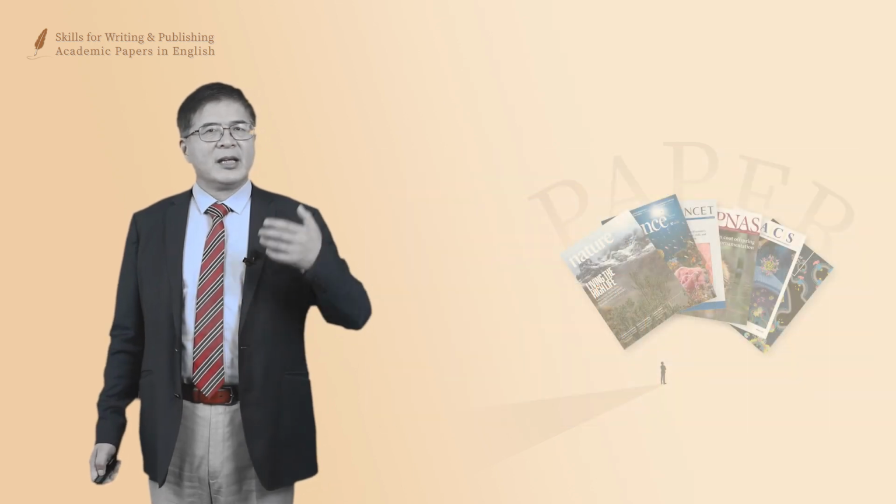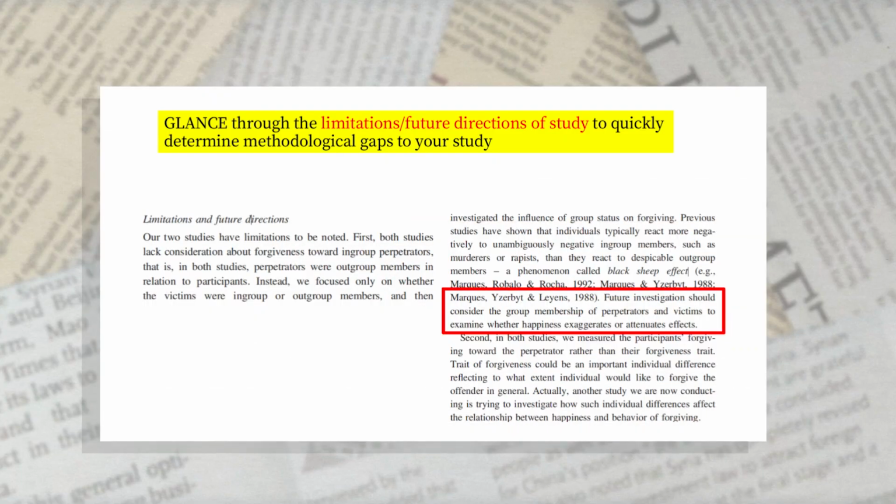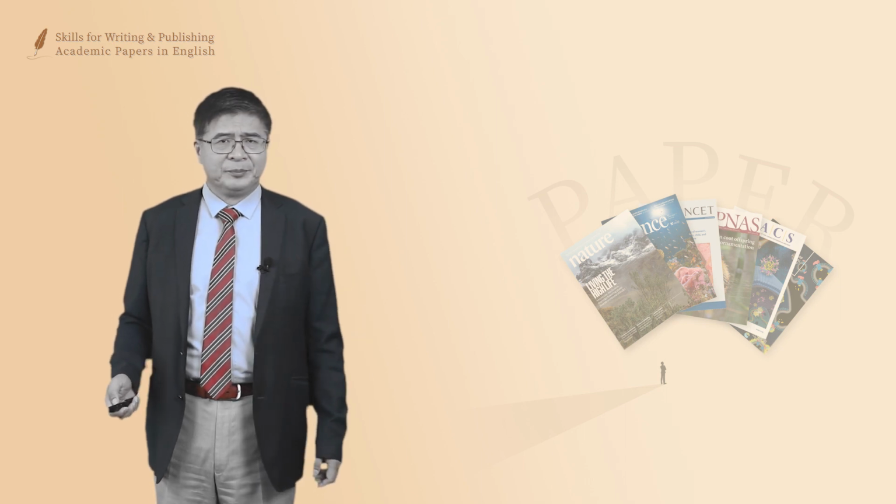And lastly, an example of glancing through the limitations and future direction of study to quickly determine the methodological gaps of the present study. And you can see, as I said here, future investigation should consider the group membership of perpetrators and victims to examine whether happiness exaggerates or attenuates the effects. And this is what needs to be done further.